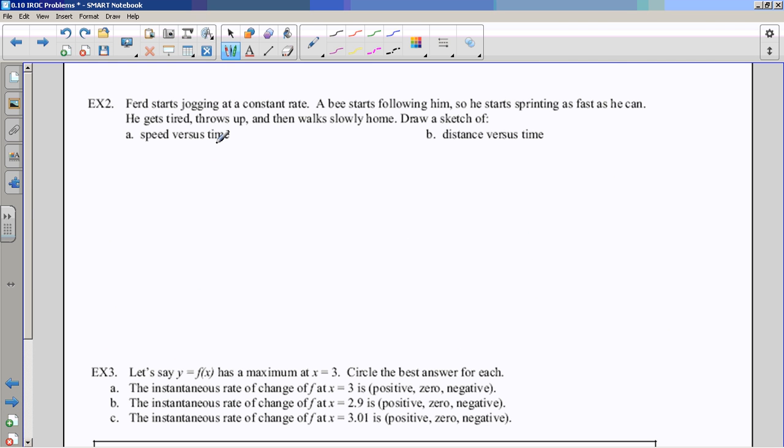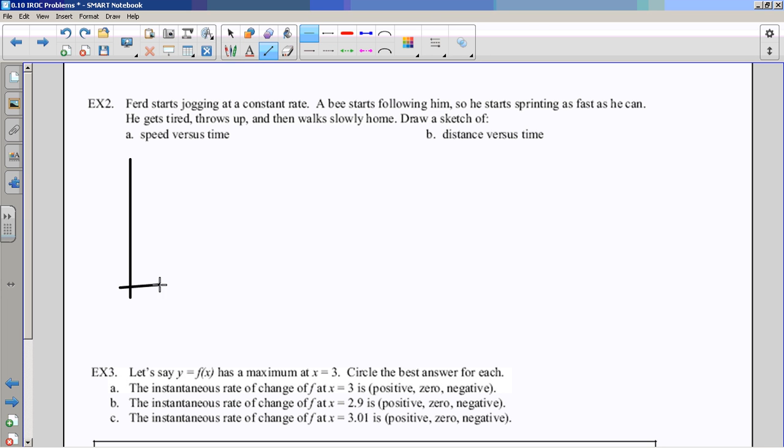Ferd starts jogging at a constant rate. A bee starts following him, so he starts sprinting as fast as he can. He gets tired, throws up, then walks slowly home. Poor Ferd. Draw a sketch of the speed versus time and the distance versus time. Okay, no problem.